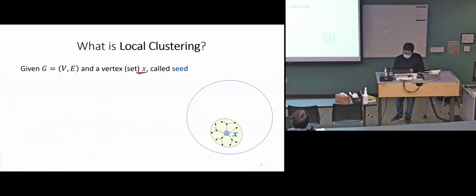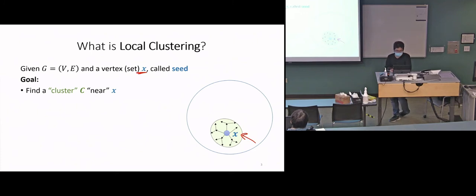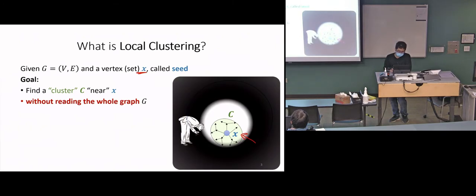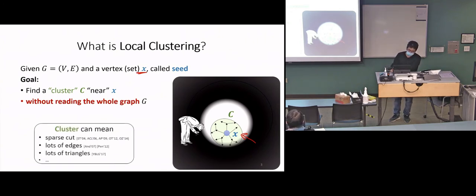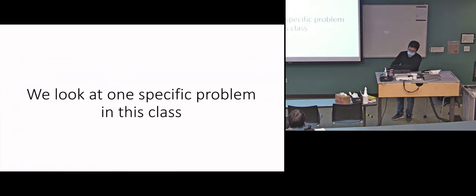Some vertex seed x here, and the goal is that you want to find some cluster near x. But you don't want to read the whole graph. You would like to just locally explore from x and get a cluster somehow. A cluster can be a lot of things, sparse cut or dense or something. So people studied this class of algorithms, but today we look at one specific problem.